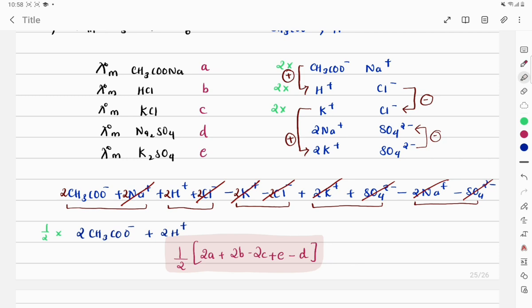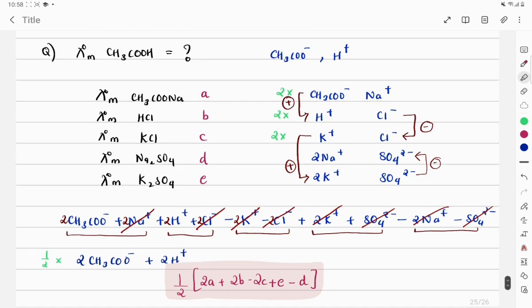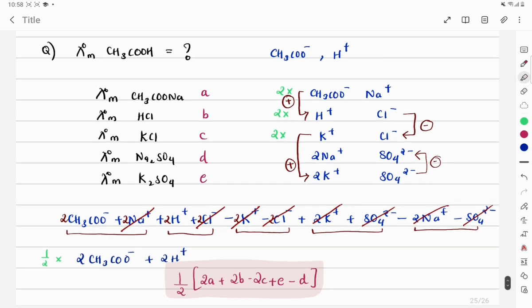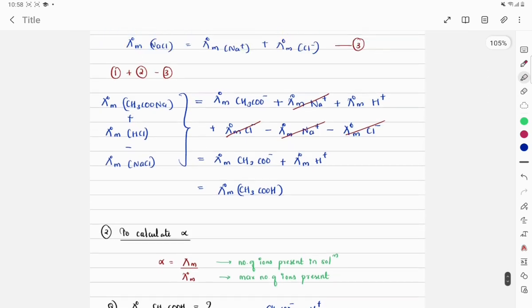Hope that does not cause any confusion. You just have to write down what ions are involved and in what way you can cancel out everything to get only the 2 ions that are required. And remember, the stoichiometry should always be 1 because you need CH3COO minus and H plus. Getting 2 CH3COO minus plus 2 H plus is not enough. That should be halved so that you get only single ion species. So those are the applications of Kohlrausch's law.